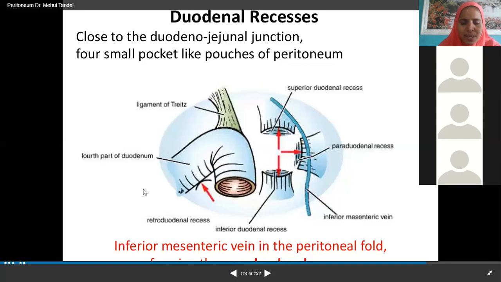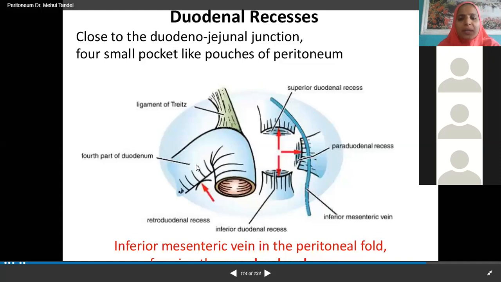So see here, this is the C fold, like this. The whole C is not shown here. So the duodenum has a first part, then a second part, horizontal, then we have the third part, and then the fourth part will be very small, no? First, second, third, and this is the fourth part. So around this duodenum, this is the superior duodenal recess.